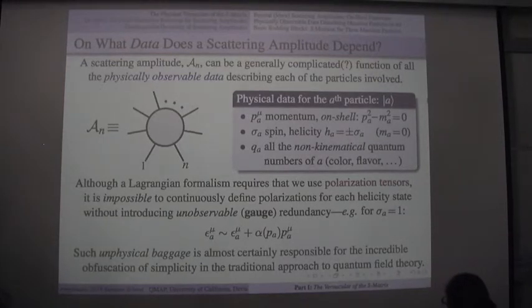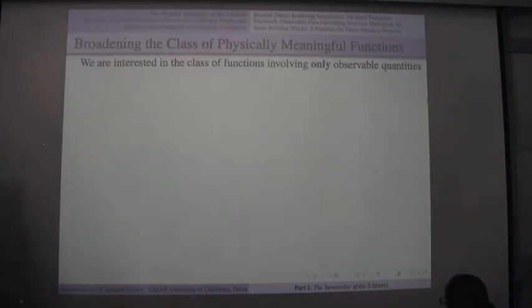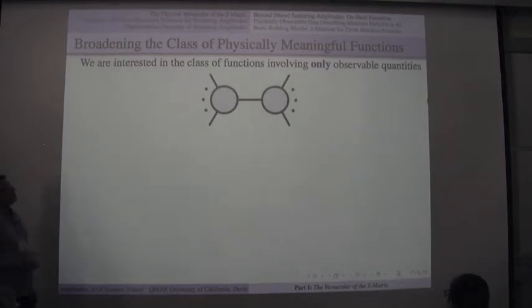Okay. So if we're going to forbid ourselves from talking about gauge redundancies, ghosts, first dual particles, and all that other unphysical baggage, what are we allowed to talk about? Well, clearly we're allowed to talk about amplitudes. An amplitude is clearly a function of observable data. But if we knew any amplitudes whatsoever, we could build them into a broader class of functions. For example, a factorization channel here.